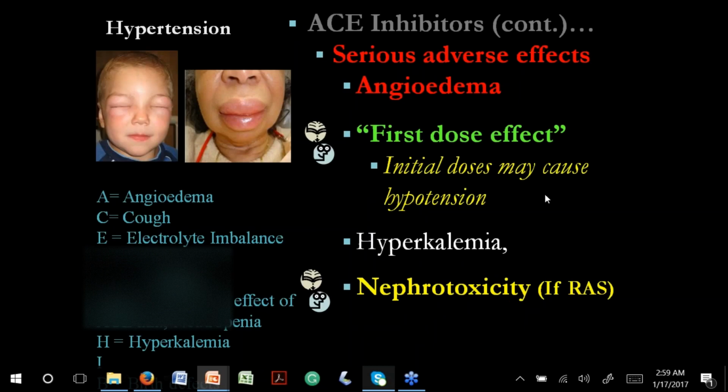All right, for the ACE inhibitor, please remember this mnemonic: ACE. Angioedema, which is swelling of the face, tongue, cheeks, eyes, etc. Cough, chronic cough. We are going to explain how the coughing happens another time. Electrolyte imbalance, and please remember, we have hyperkalemia.